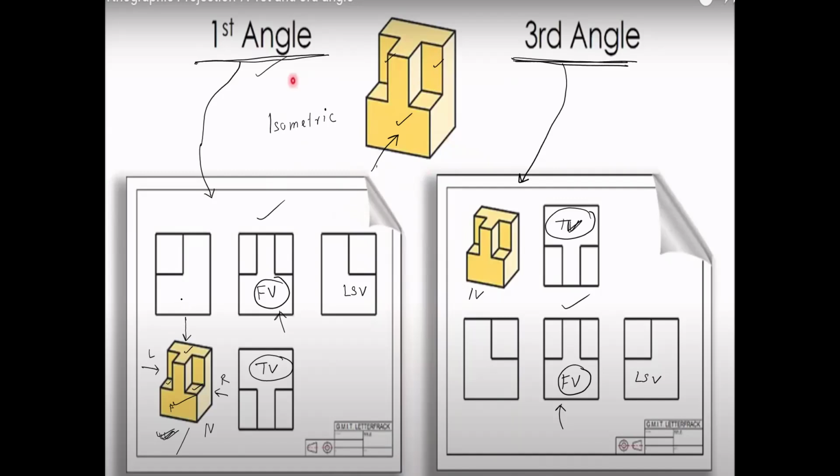Now, if you look at the object from the right-hand side, imagine that you are looking at the object from the right-hand side. So you will see this surface and this one. So this is the right-hand side view of the object in the first angle system. Compare it with the right-hand side view of the object in the third angle system, there is no difference. So there is absolutely no difference as far as the nature of the views are concerned in first angle system and in third angle system.